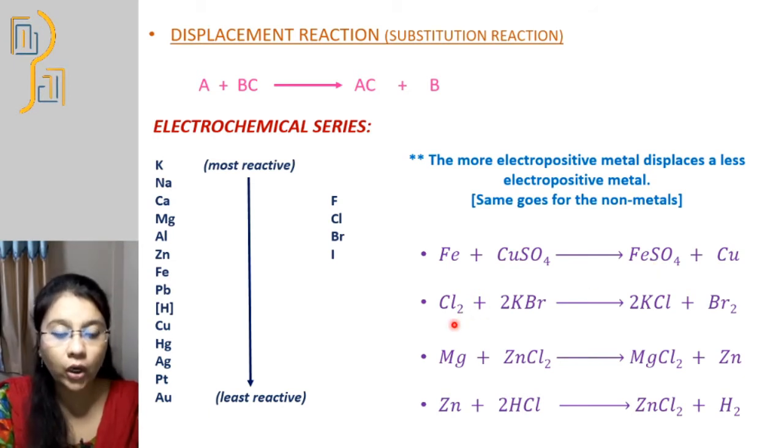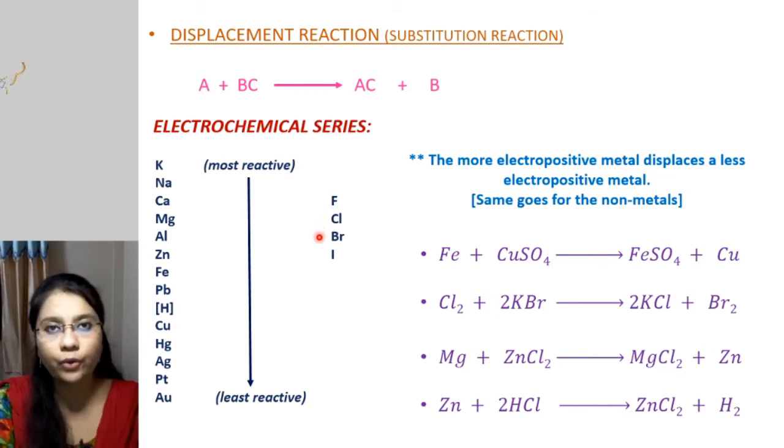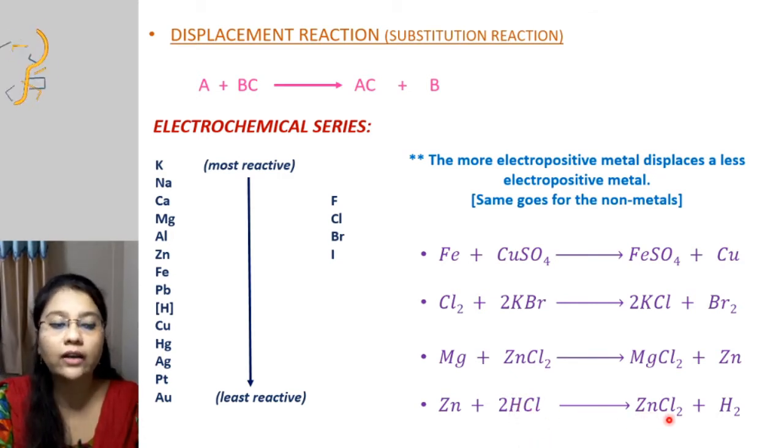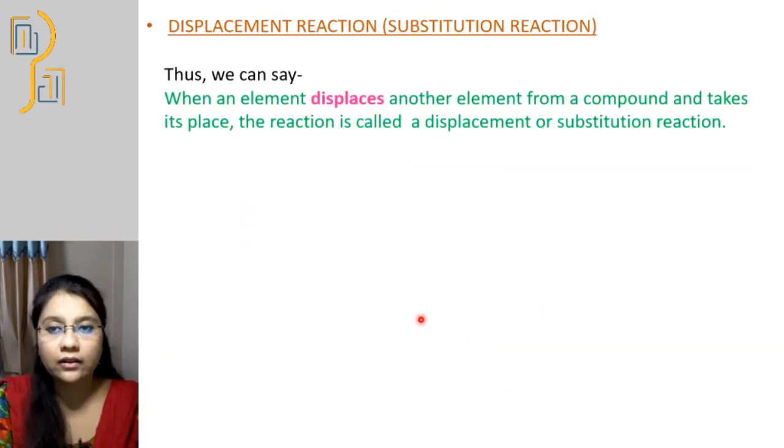Similarly, the next example, chlorine plus KBr gives KCl plus Br2. Now chlorine is located here before bromine. So chlorine can displace bromine. Magnesium plus zinc chloride gives MgCl2 plus zinc. That means here you can see magnesium is located before zinc in the electrochemical series. That means magnesium can replace zinc. Similarly, zinc here is located above hydrogen and hence it can replace hydrogen from HCl forming ZnCl2 and hydrogen. So we can say when an element displaces another element from a compound and takes its place, the reaction is called a displacement or substitution reaction.